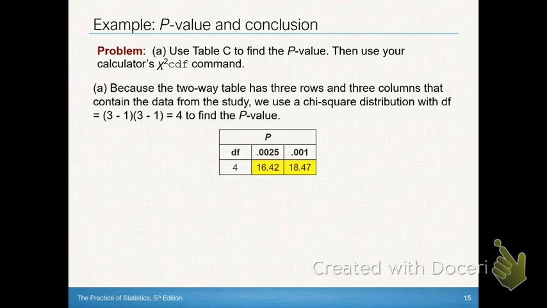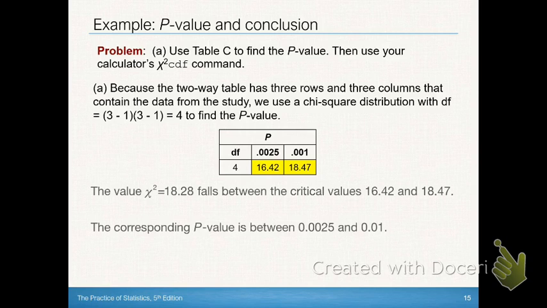So that tells us which row we should look in if we've decided to use the table. So we're looking at our row for degrees of freedom, so 4, and then we're trying to find something close to our test statistic inside of that table, getting as close as we can. So our test statistic was the 18.28, and that's closest to 16.42 and 18.47. So that tells us our p-value is somewhere between 0.0025 and 0.01.